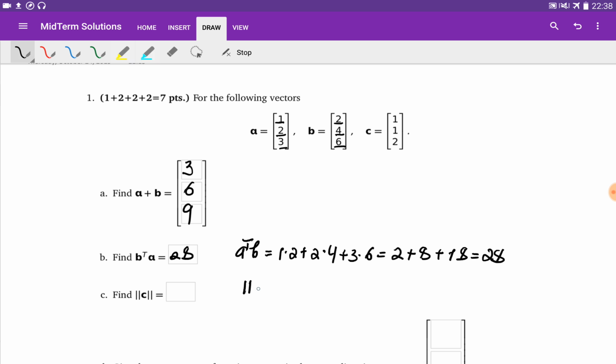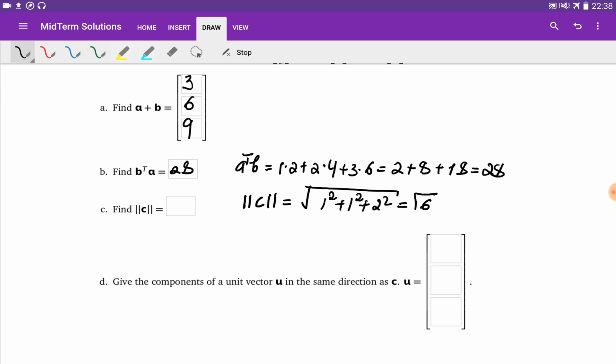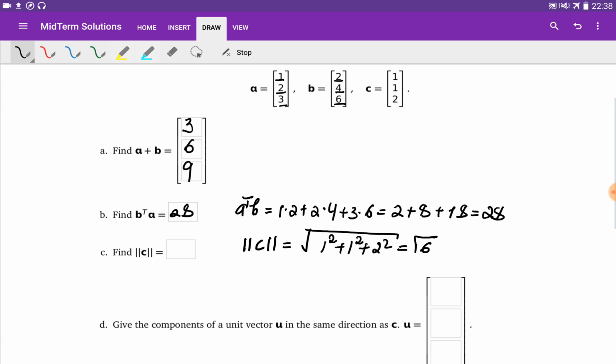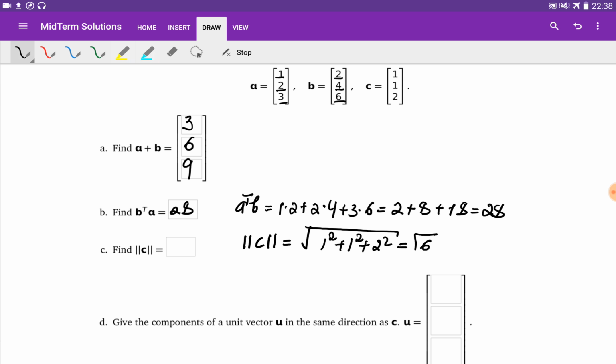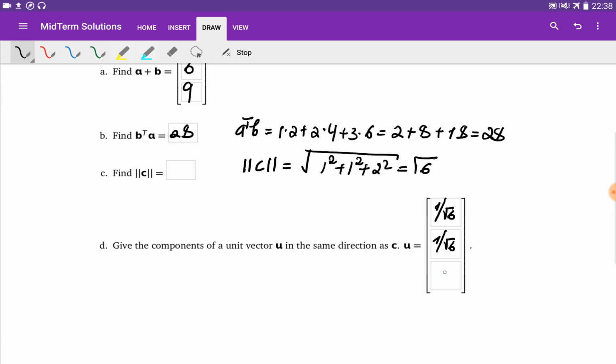Finding the norm of C is basically just finding the length of C, which can be found by squaring each of the components of C and taking the square root. It is going to be equal to the square root of 6. And in the last part, we need to find a unit vector in the same direction as C. In order to do this, we need to divide C by its norm. So it's going to be 1 divided by the square root of 6, 1 divided by the square root of 6, 2 divided by the square root of 6. So basically the unit vector in the same direction as some vector C is going to be the vector C divided by its norm.